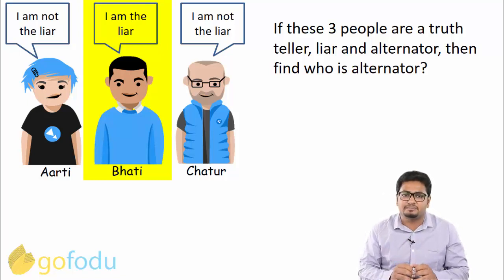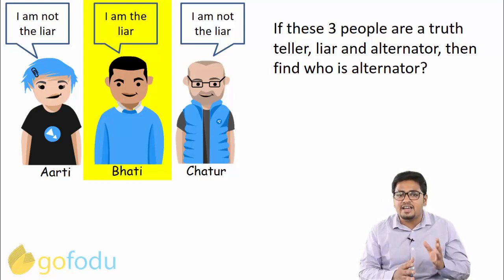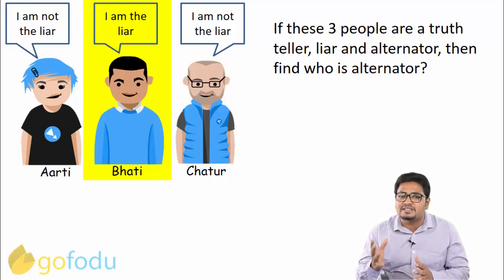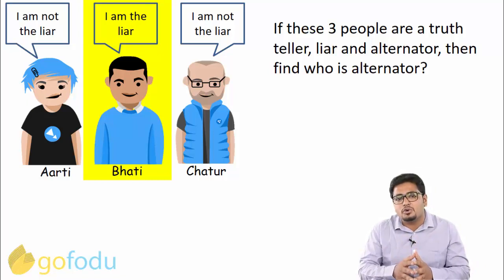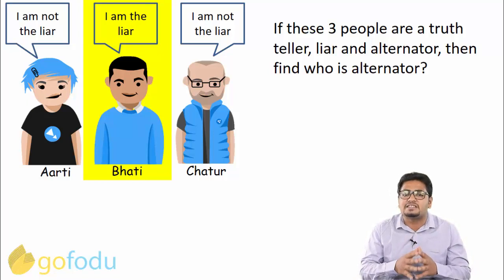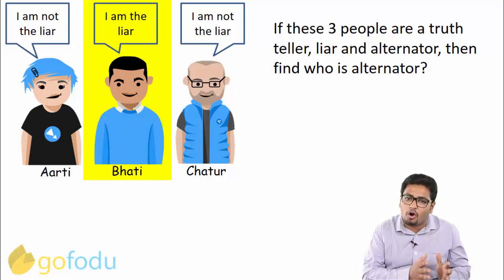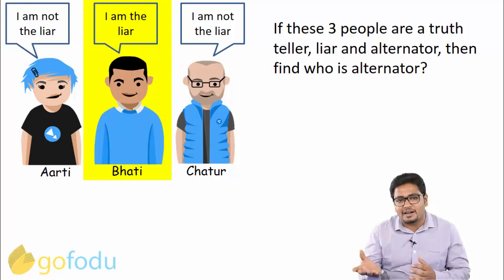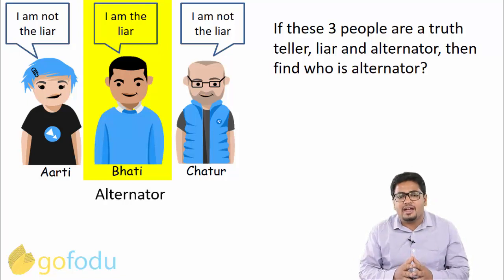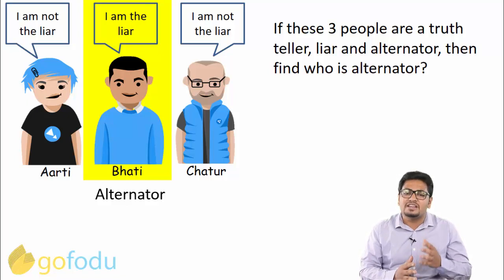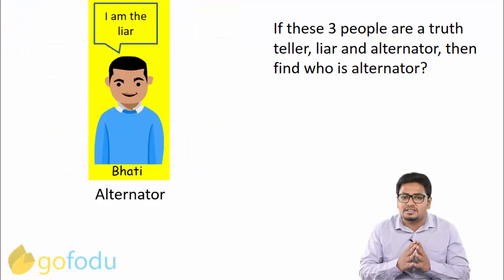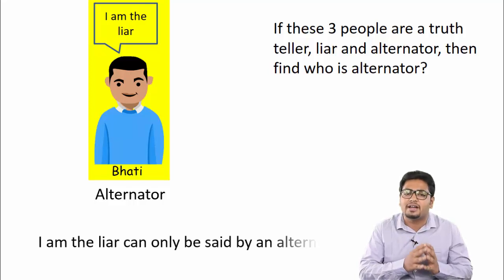of the liar. Which means that this sentence, "I am the liar," can neither be said by the truth teller nor by the liar. So there is only one type left which can say this statement, that is the alternator. So Bhati becomes the alternator, and even if this is the only statement given, we can safely conclude that the statement "I am the liar" can only be said by an alternator.